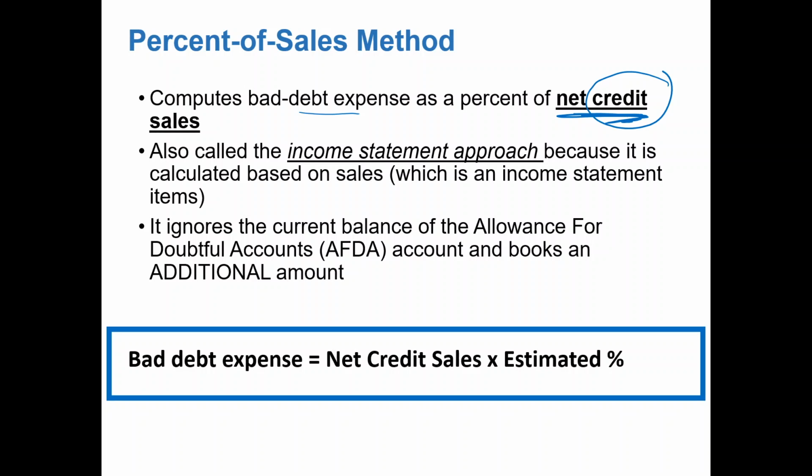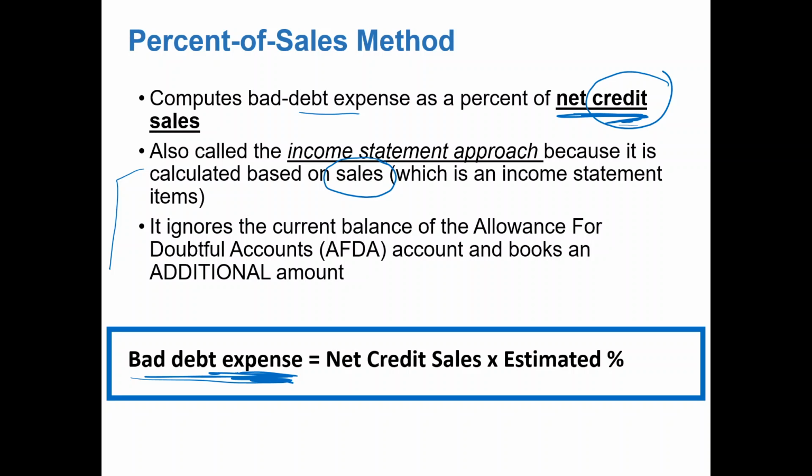Now, this percentage of sales method is also at times called the income statement approach. And the reason for this is because we're basing it on sales, our credit sales, which is an income statement account. As well, we're calculating the bad debt expense under this method. And this is also an income statement account. So for both of these reasons, it's called the income statement approach.